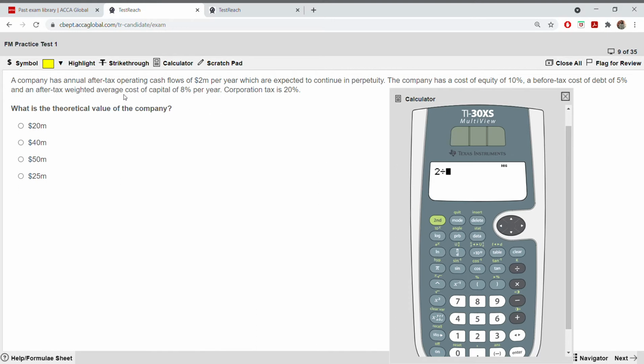So the after tax cost of capital is 8% per year. You take it and divide by the after tax weighted average cost of capital, 0.08, because they told us that this 2 million is expected to continue in perpetuity. Because of this word, you are dividing by the cost of capital. So it is 25 million.